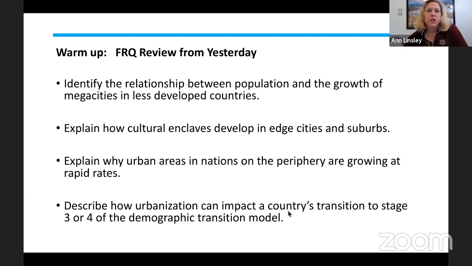All right, and the last one, describe how urbanization can impact a country's transition to stage 3 or 4 of the demographic transition model.